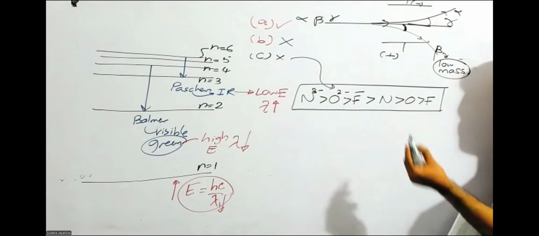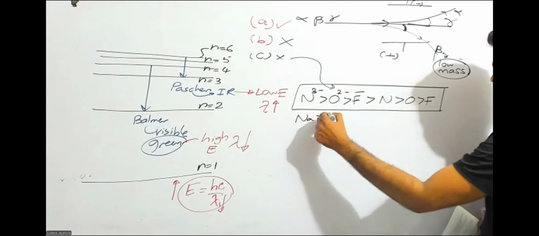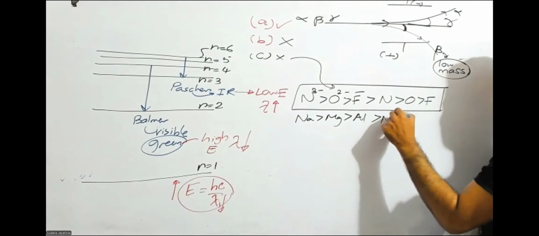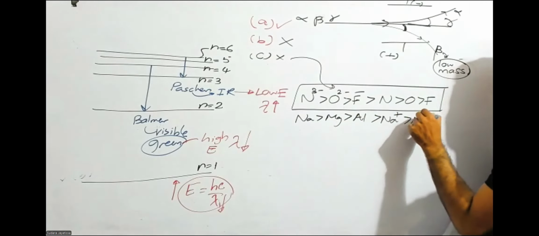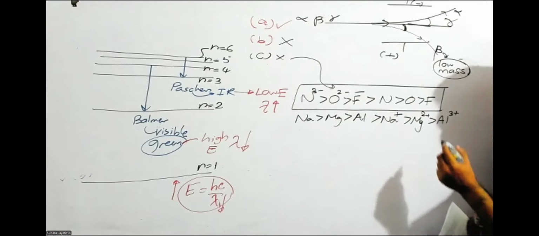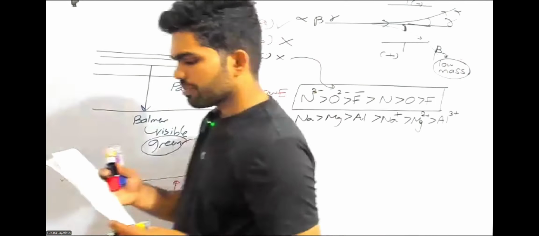Okay, so same thing goes there for the cations also. Sodium, magnesium, aluminium, and Na+ is smaller than aluminum. Remember that one's a good thing to keep in mind. Okay, the C is wrong. Understood? And then what about the D?